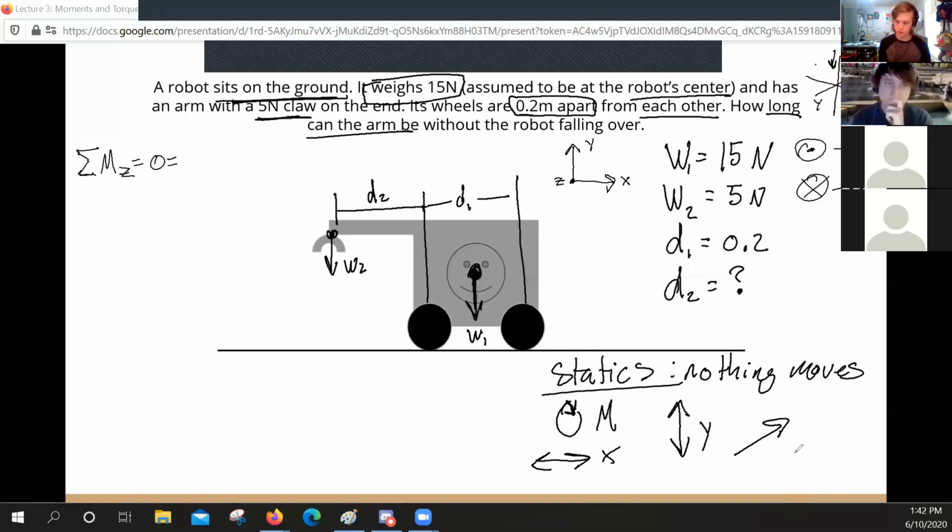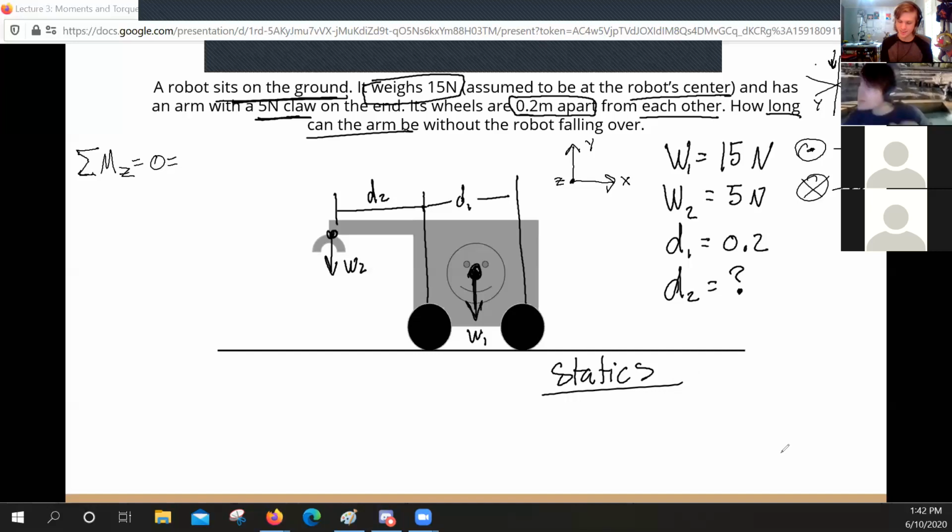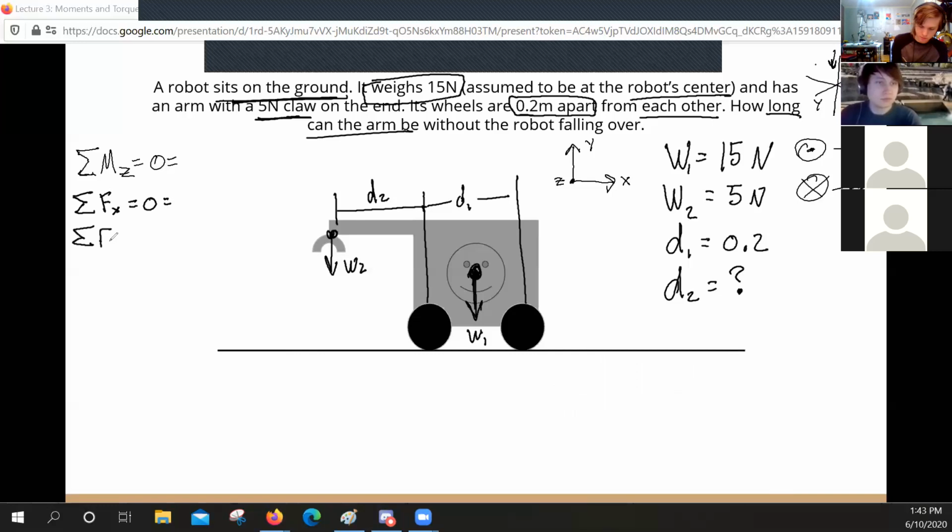What is another equation we need? Sum of all x. I'm going to get rid of this because I need the space. And there we go. So yes, sum of all forces in the x equals 0. And then what else? It's one more. Sum of all y equals 0. Yep. Alrighty, so we have our three equations, and those are all going to be important here in a sec.